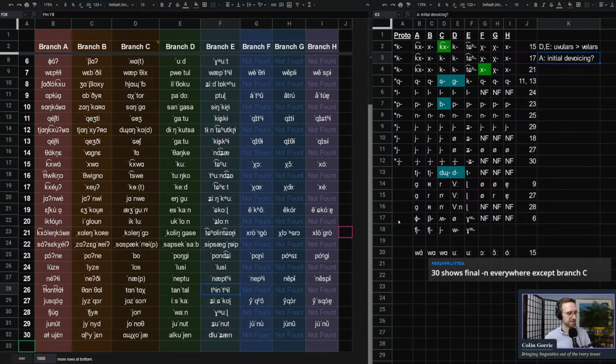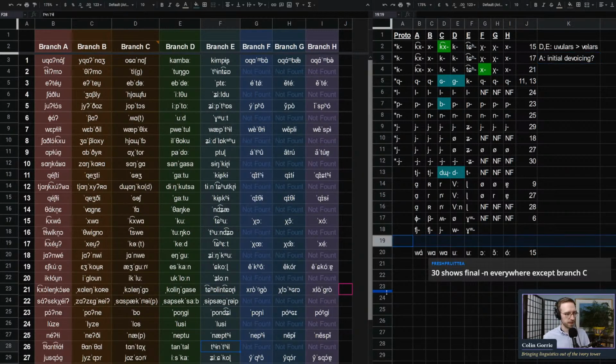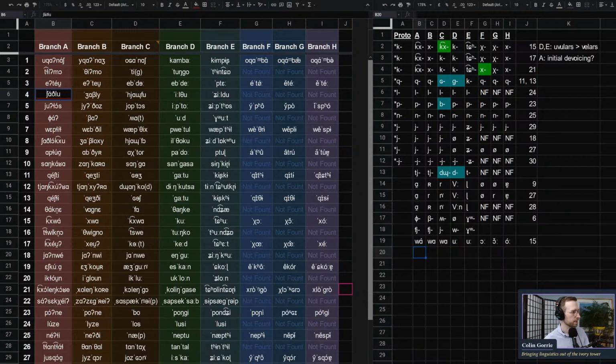Let's gather some evidence. Okay, so in branch A we have sh. In branch B we have zh. In branch C we have hya. In branch D we have nothing. And in branch E we have zh.